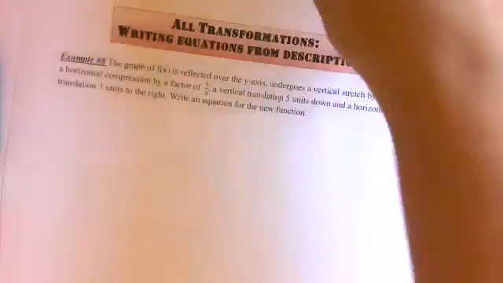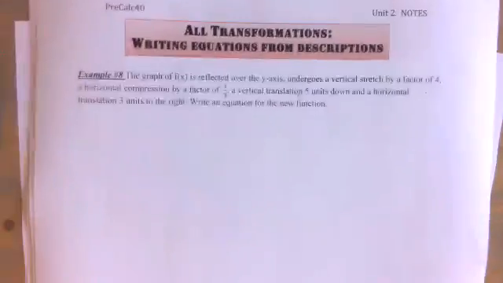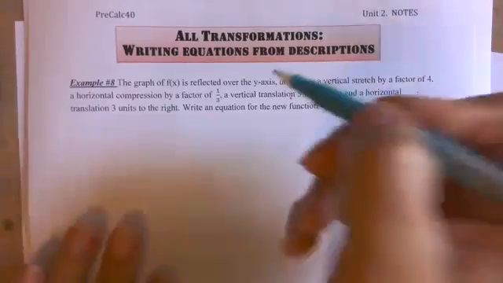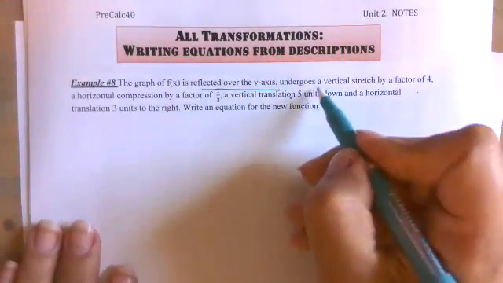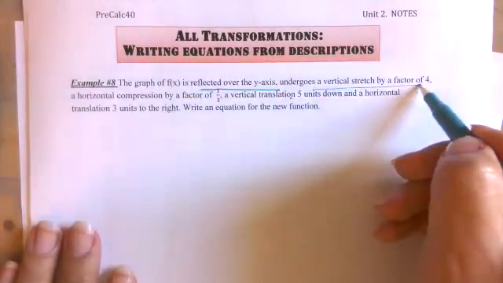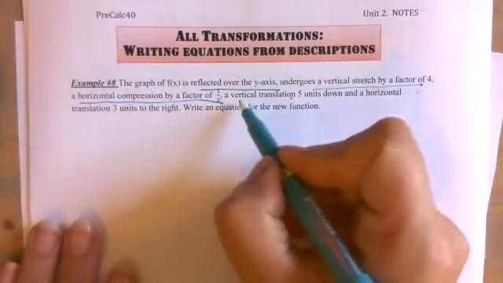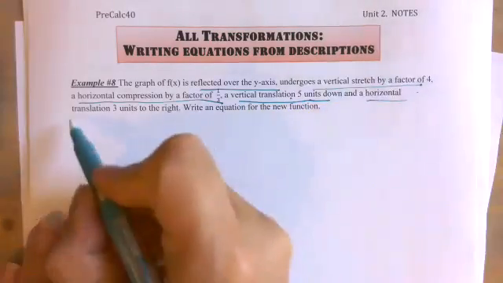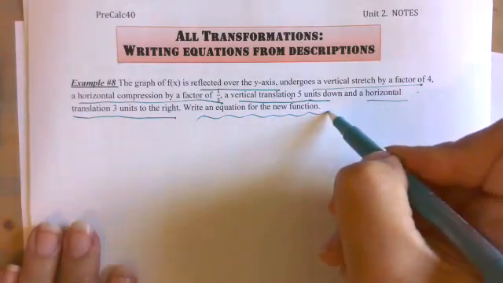This is a simple question, the second last one: how to write equations from descriptions. The graph of f of x is reflected over the y-axis, and then undergoes a vertical stretch by a factor of 4, a horizontal compression by a factor of 1/3, a vertical translation 5 units down, and a horizontal translation 3 units to the right. Write an equation for the new function.